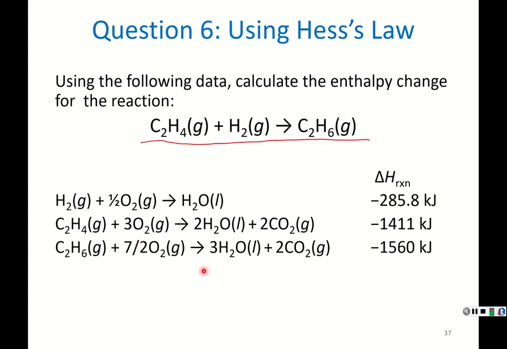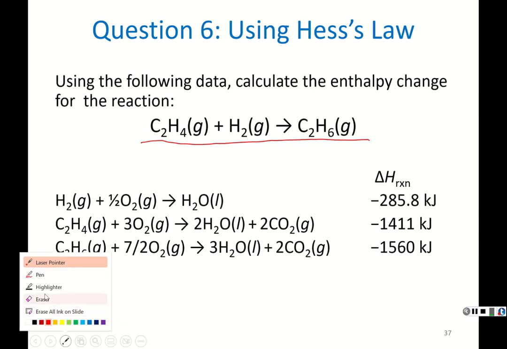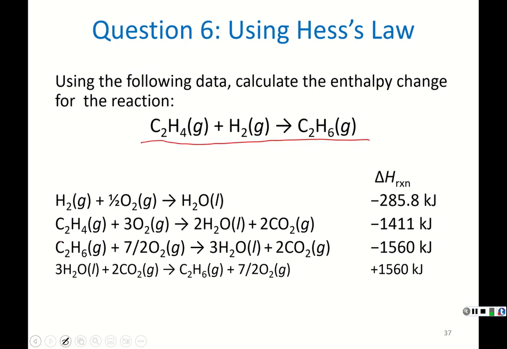The third equation, however, if we look at that, C2H6 needs to be a product in our target equation, and in this equation, it's given as a reactant. So this is one we're likely going to have to switch. We need to write that in the reverse direction. So just ignore this one now. We rewrote it in the reverse direction, and when we did that, we flipped the sign of our delta H. It went from a negative to a positive.